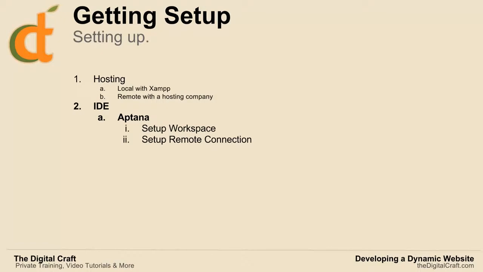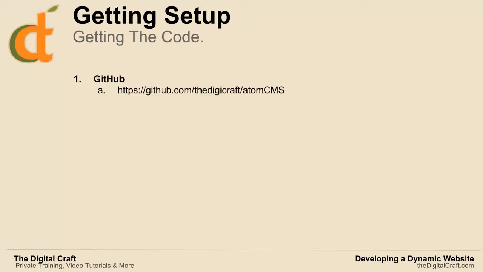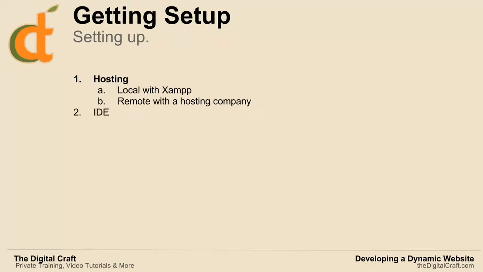So in Aptana, what we're going to do is run through how to set up a workspace and how to set up a remote connection if you are doing it remote instead of local. Then lastly, we're going to really quick run through GitHub, where I'm going to be hosting the code for this project. As we put out more videos, I'll be updating the code on there so people can download the code. So now back to the topic of hosting. We're going to look at how to install Xampp and get that running for you, as well as take a look at what's involved with a hosting company.